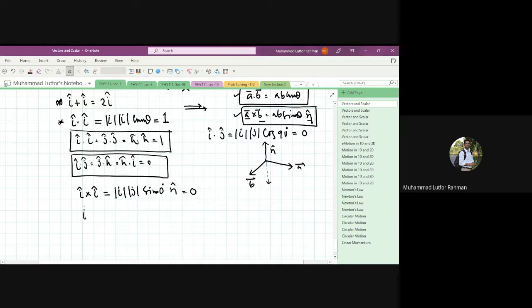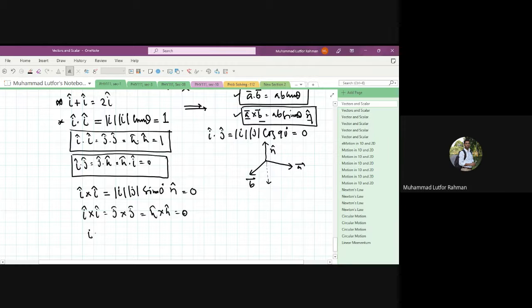So that means i cross i, and similarly j cross j and also k cross k, becomes 0, because the angle is 0 degrees between these two vectors.